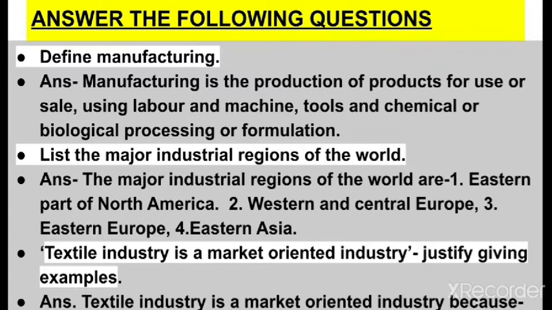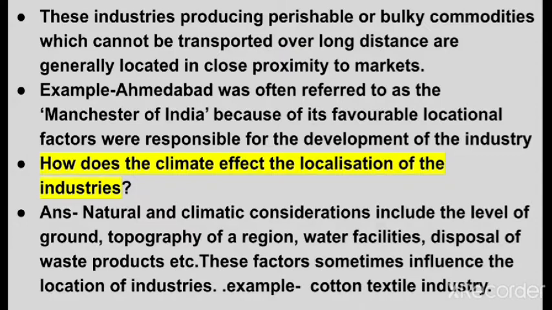Next, textile industry is a market oriented industry. Justify giving some examples. So the answer you will write, textile industry is a market oriented industry because these industries producing perishable or bulky commodities which cannot be transported over long distance are generally located in close proximity to markets. Example, Ahmedabad was often referred to as the Manchester of India because its favorable locational factors were responsible for the development of this industry.